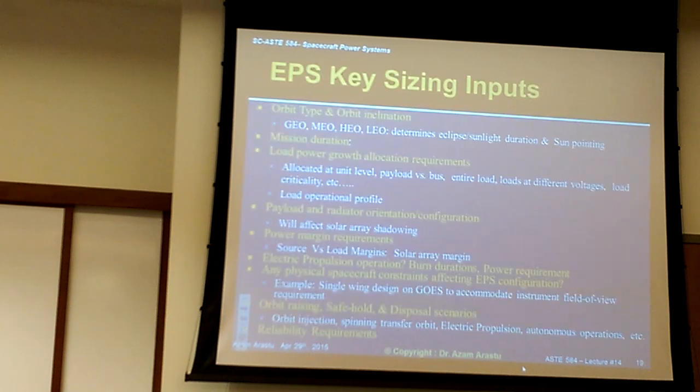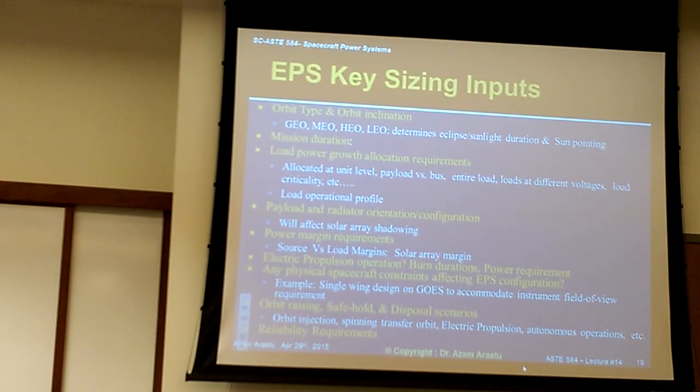Okay, how do we size? This is something which we have kind of done before, but I'll go over this really quickly. You need to understand, of course, which orbits, which duration, load, margins, payload, and radiator orientation, propulsion system. Is that electric or not? That's a huge big deal. With electric propulsion, usually the largest load is the propulsion load, because those electric thrusters are very power hungry.